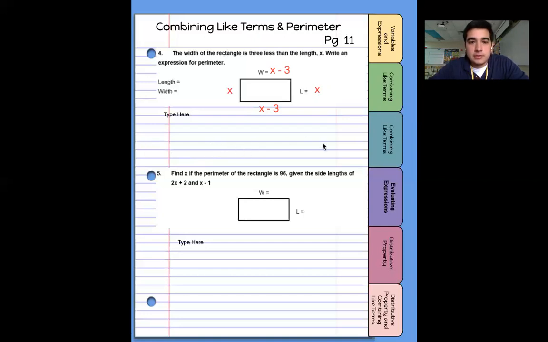So I'm going to write everything all together. I'll write it down here. So my perimeter equals, so I have x, right? So x plus x minus 3 plus x plus x minus 3, okay? So now what we're going to do is box all the like terms, okay? So let's box the x's in blue. So I have an x here, x by itself here, x here, x here, x here, okay?